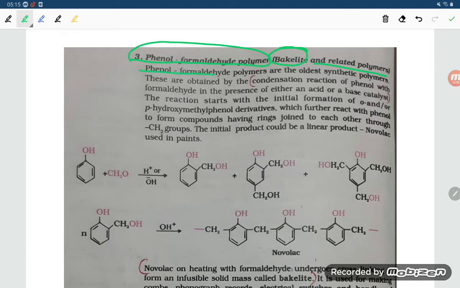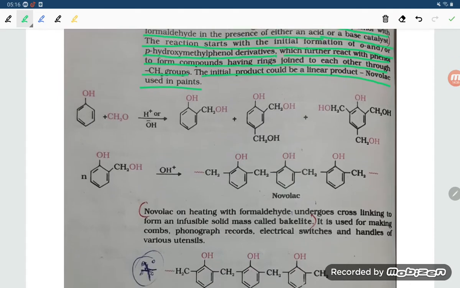So, phenol formaldehyde polymers are the oldest synthetic polymers. These are obtained by the condensation reaction of phenols with formaldehyde in the presence of either an acid or base catalyst. The reaction starts with the initial formation of ortho and para hydroxymethylphenol derivatives, which further react with phenol to form compounds having rings joined to each other through the CH2 group. The initial product could be a linear product like Novolac, used in paints.